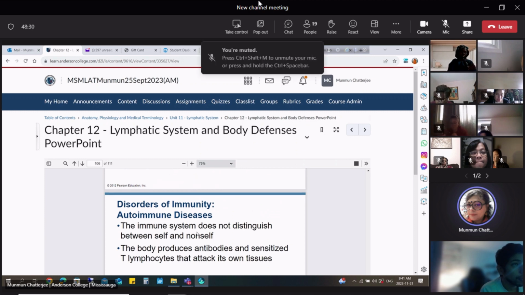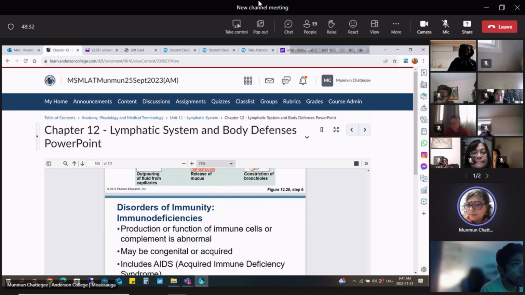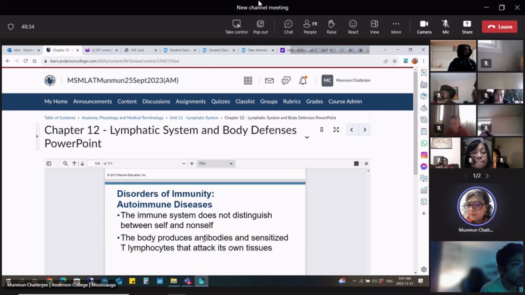Now, this is important. What do you mean by immunodeficiency? Now, autoimmune disease. Auto means self. When your own immune system cannot tell the difference between which is self and which is non-self, meaning which is your own protein or own body chemical versus which is coming from the invader.